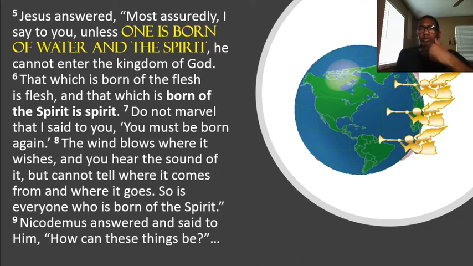You see, born of water is essential. Born of the Spirit is a requirement. Because when Jesus Christ was baptized in Luke chapter 3 and Matthew chapter 3, we see He was baptized with water and then the Holy Spirit came down upon Him. And so, water baptism is essential. Holy Spirit baptism is a requirement.